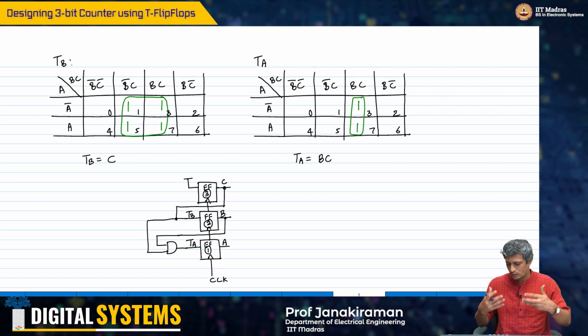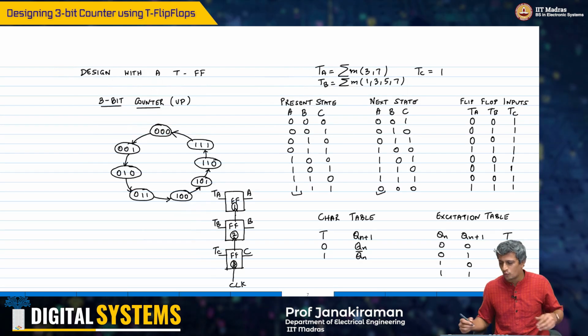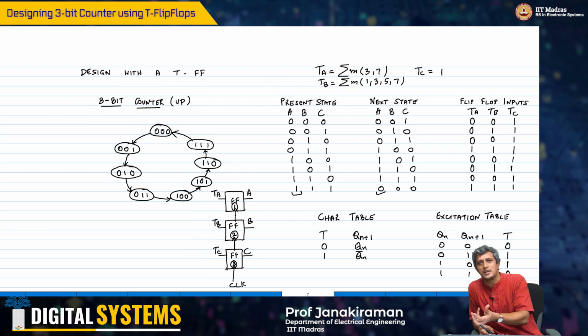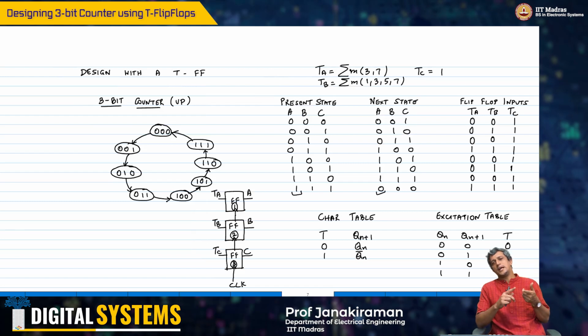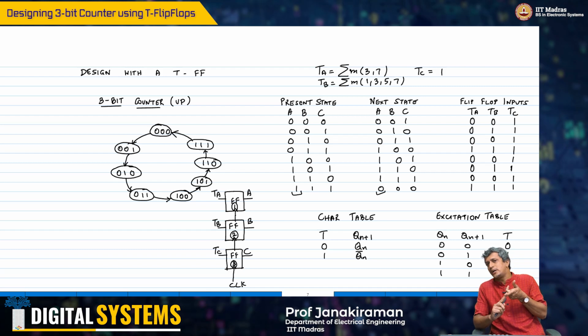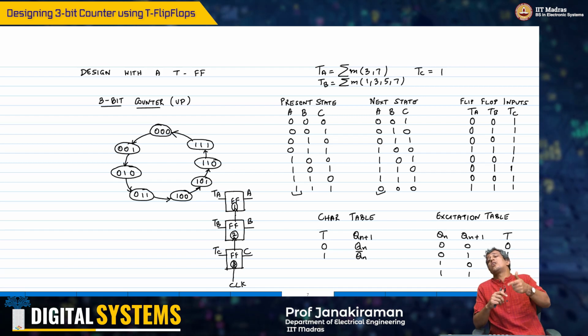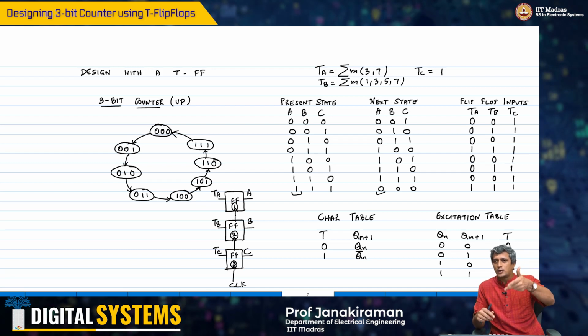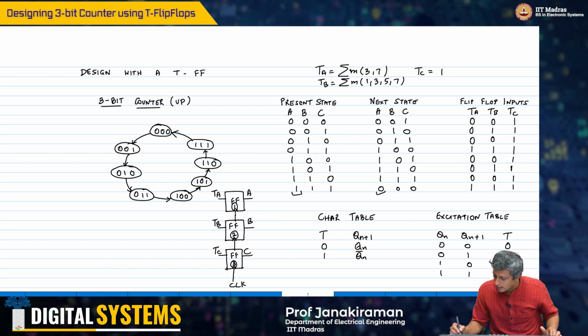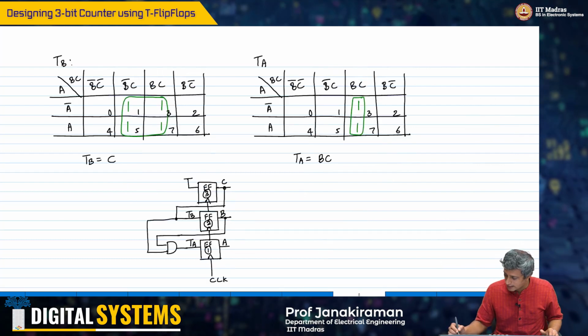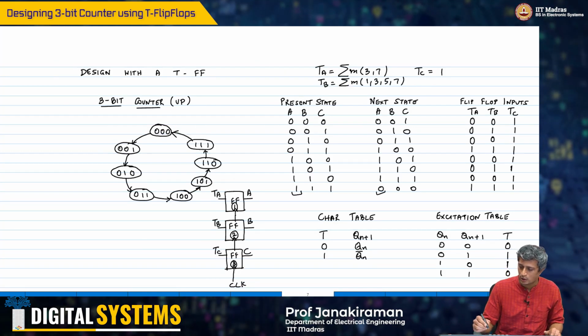If you want to intuitively understand this whole implementation, you look at TA, TB and TC. What is it saying? It is saying that the TC, which is the least significant bit, should toggle every clock cycle. On the other hand, your TB should toggle every other clock cycle, and TA should toggle every 4 clock cycles. So that's the idea that we are talking about here.